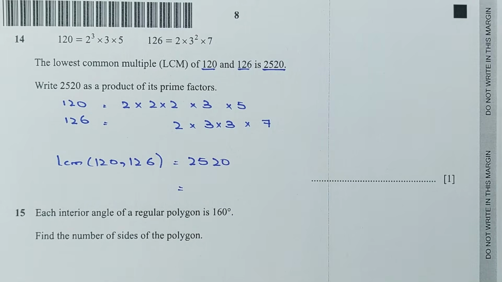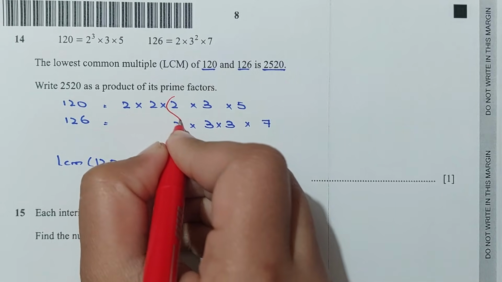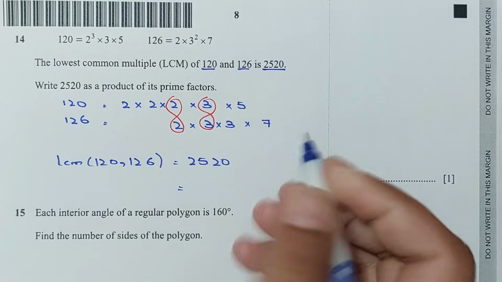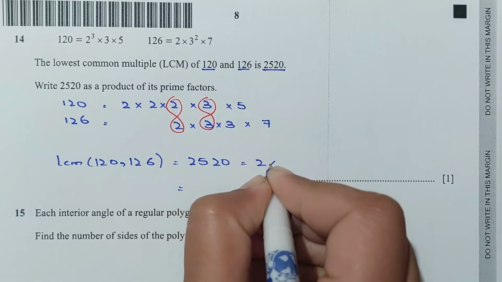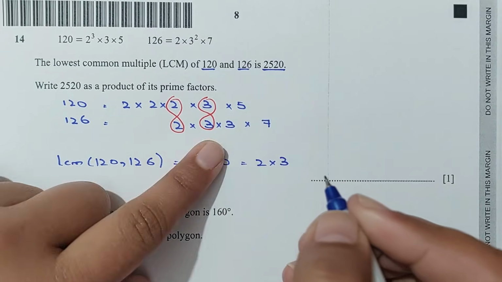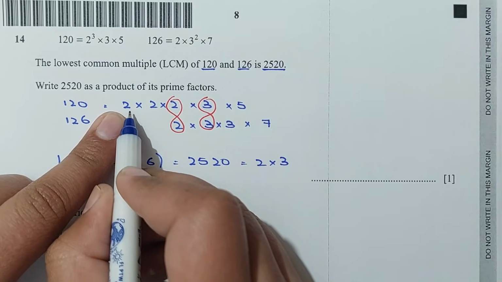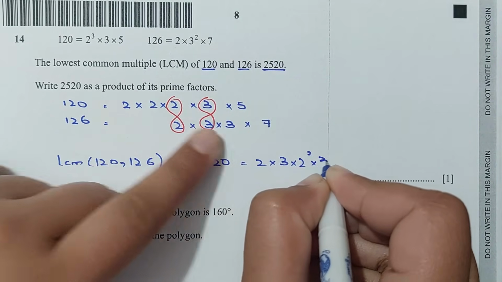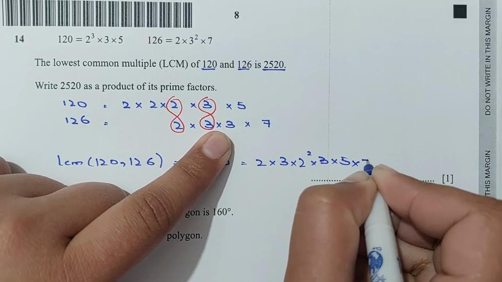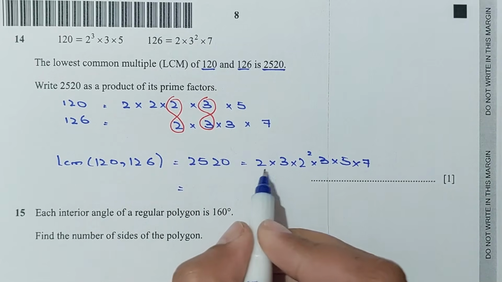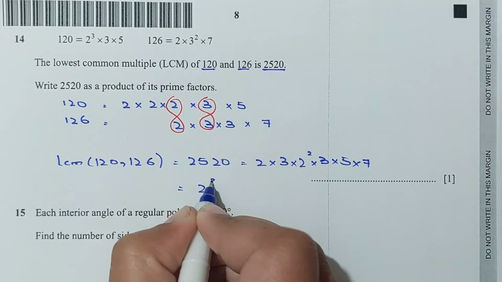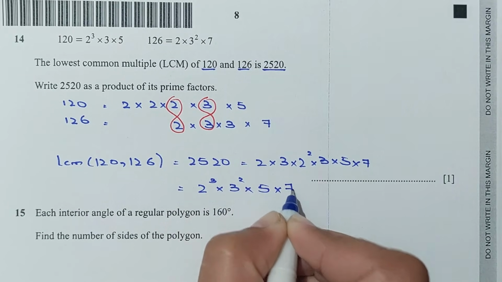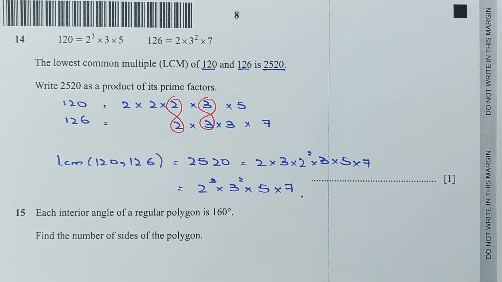All right, this is pretty simple. So we can write down 2 is common and this 3 is common and the rest of the numbers are uncommon. So 2 times 3, this is common. The rest of uncommons are 2 times 2, which is 2 square. We have 3, we have 5 and we have 7. So how can we arrange this? This is 2 cube, 3 square, 5 and 7. So this is a prime factorization.